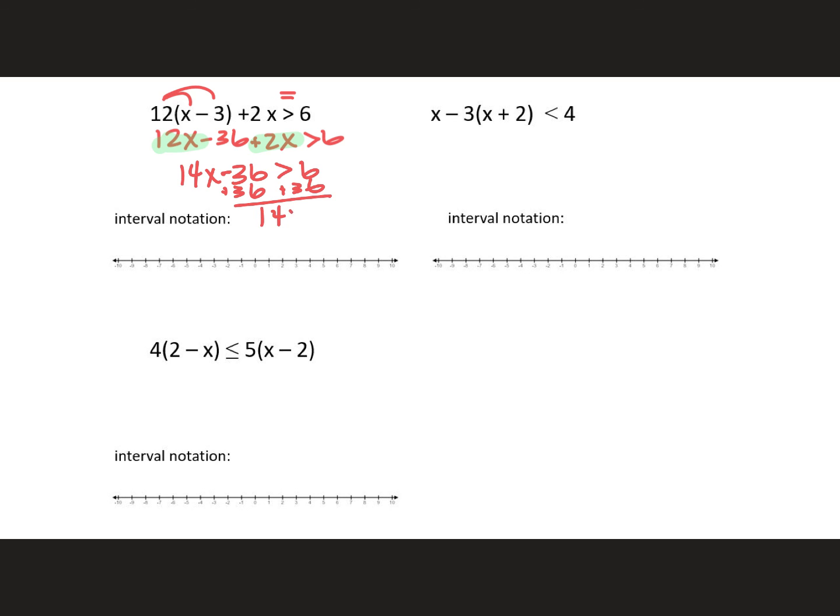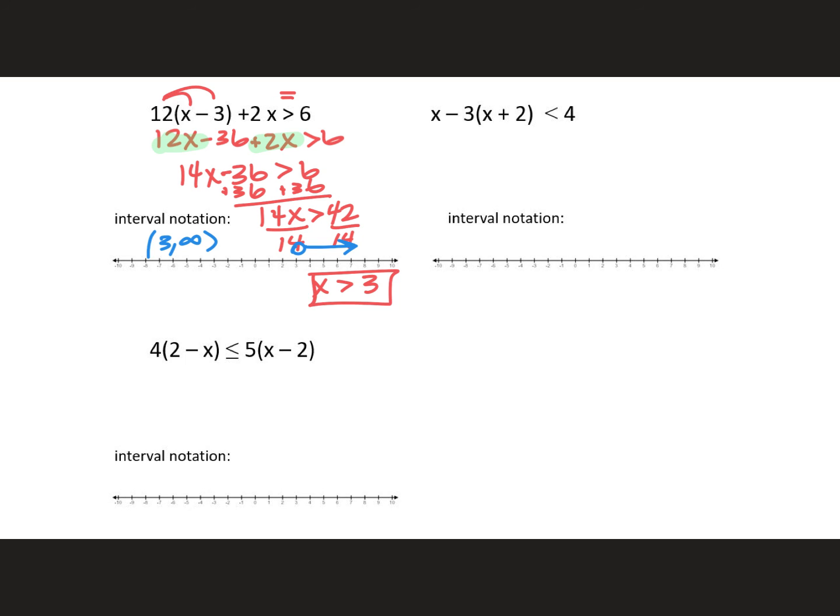And I get 14x is greater than 42. Divide by 14, and x is greater than 3. So that's the inequality solution. I've got a lot going on here, so let's change some colors. So we can go to 3. We'll have an open circle. X is greater, so it will point to the right, and that interval would be 3 to infinity with parentheses everywhere.